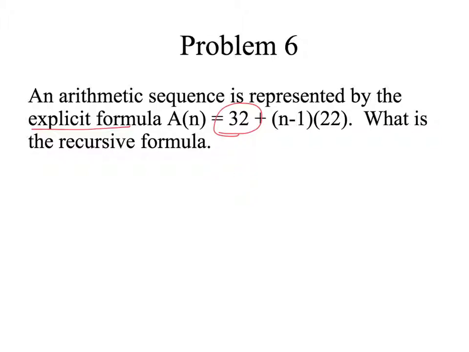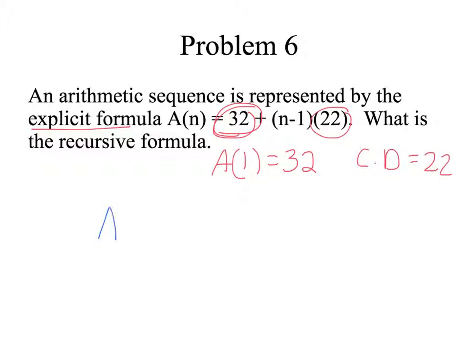Now, there's two numbers here. How are you going to know which one's A1 and which one's the common difference? So I have a 32 and I have a 22. But think, the common difference is what you're going up by each amount of time. So that's what you need to multiply by. So 32 is your first term. Your common difference is 22.